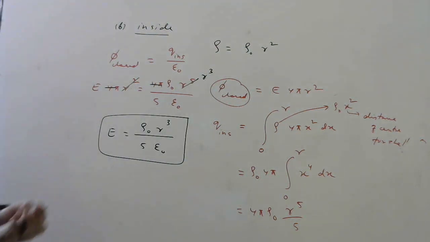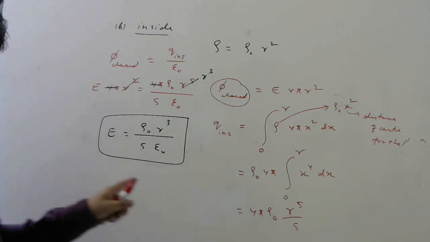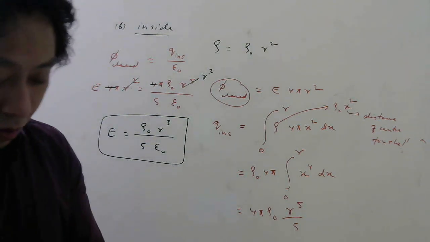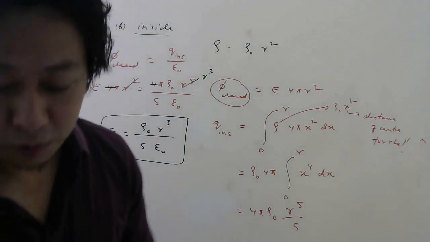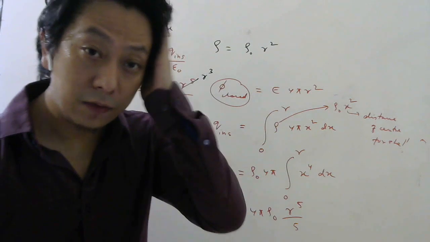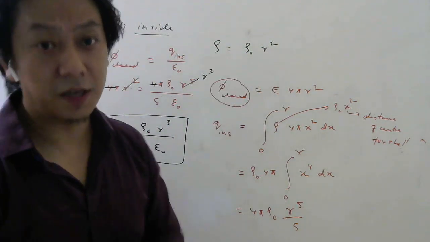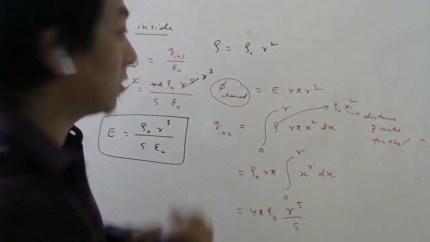So this is how electric field will vary with distance from the center, whether you are inside or outside the sphere. It is good that we have done how to find electric field even when the density is a function of distance from the center. So at home, you please try for this.